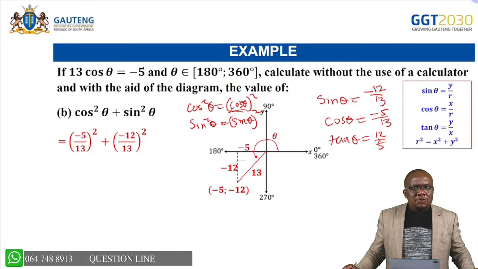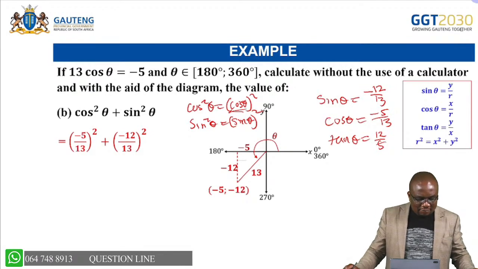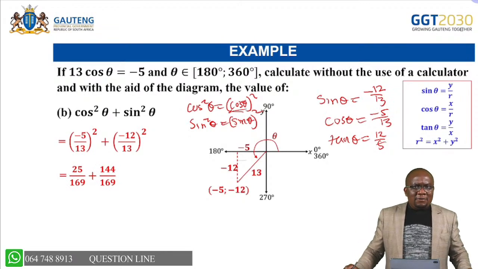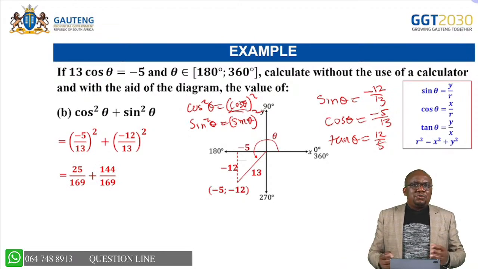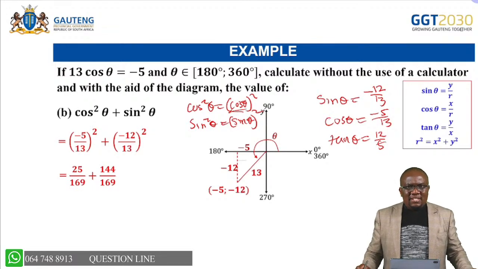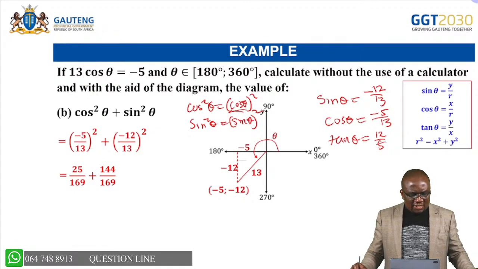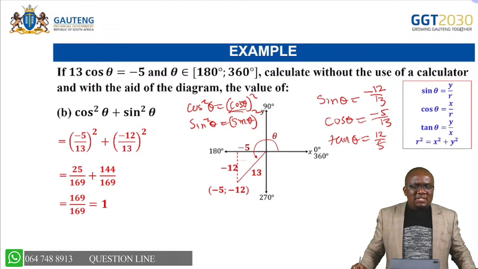Okay, what is negative 5 squared? That's 25. What is 13 squared? That's 169, isn't it? What is negative 12 squared? That's 144. So we have something like this. Do we have something like this? Okay, well done. Now, let's simplify further. It's two fractions with the same denominator. That's the easiest thing. What do we do there? We just add the numerators. The denominators are the same, so we add the numerators. What is 25 plus 144? 169. 169 over 169, that's 1.